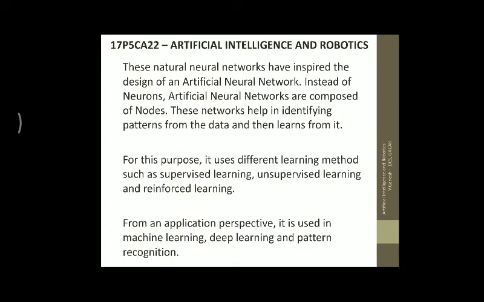These natural neural networks have inspired the design of an artificial neural network instead of neurons. Artificial neural networks are composed of nodes. These networks help in identifying patterns from the data and then learn from it. For this purpose, it uses different learning methods such as supervised learning, unsupervised learning, and reinforced learning. For an application perspective, it is used in machine learning, deep learning, and pattern recognition.